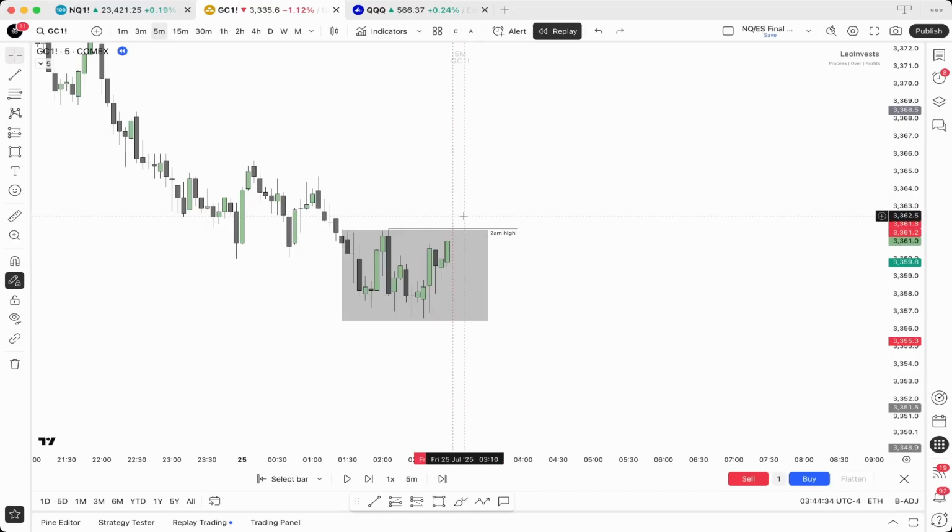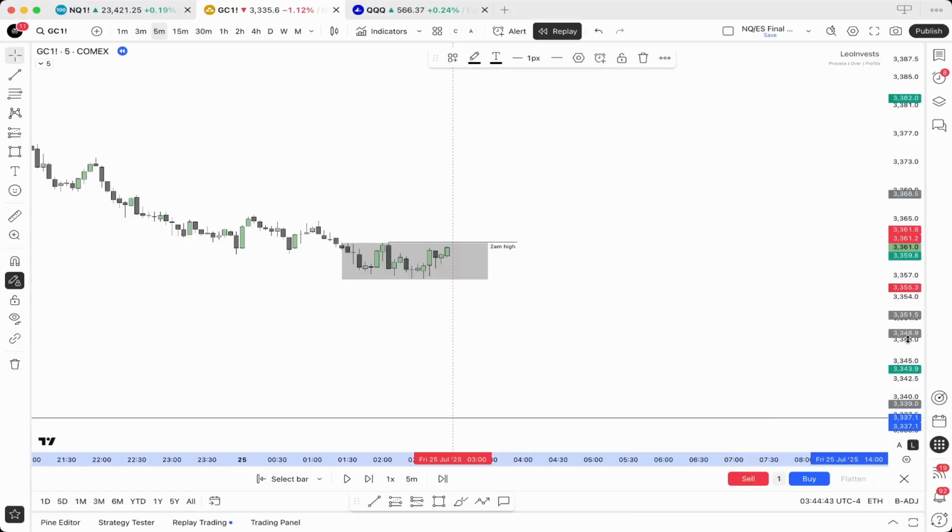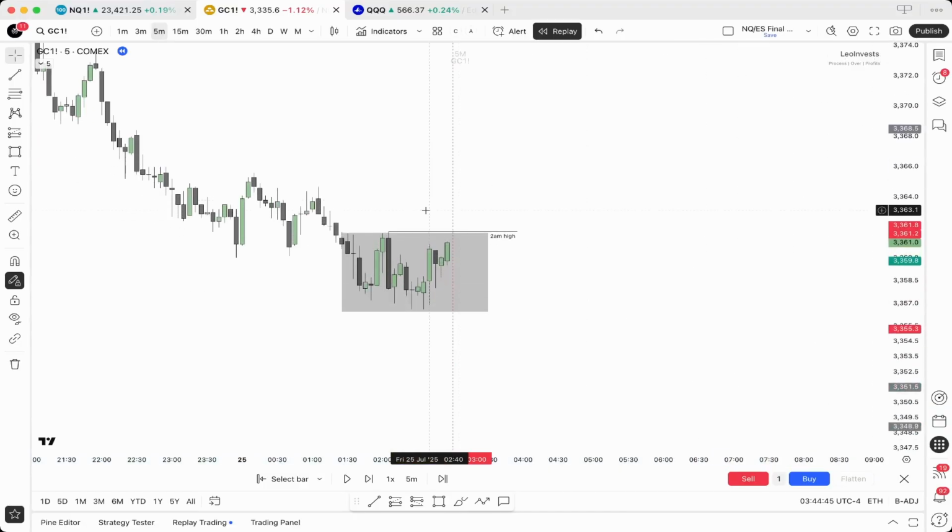And so as the PO3 says, AMD, accumulation, manipulation, and distribution. So if I wanted to see gold truly hit my draw on liquidity down at around 3337, I needed to see a sweep of the 2 o'clock candle high with the 3 a.m.